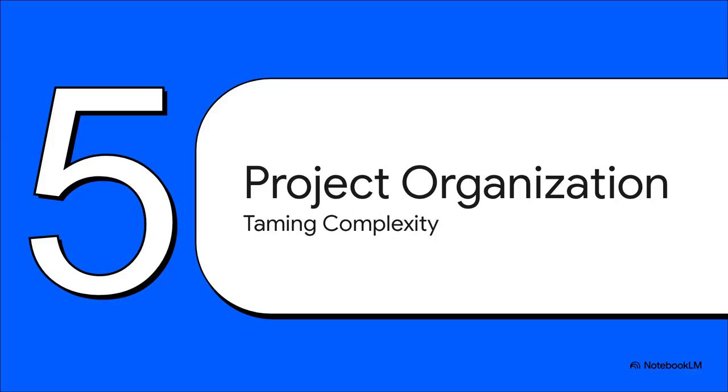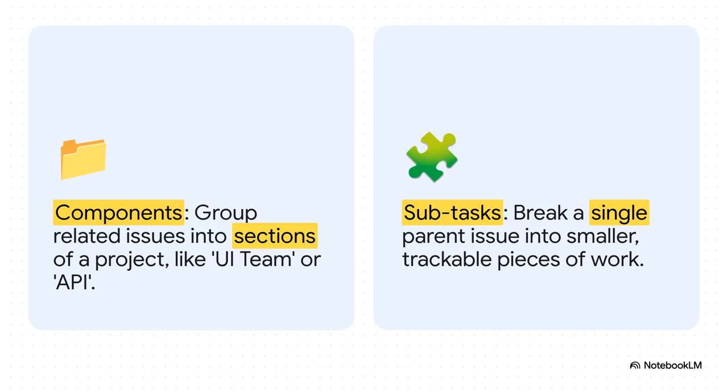So, what happens when your project starts to get big? I mean, really big. Things can get messy fast. A simple, flat list of issues just isn't going to cut it. Thankfully, JIRA gives you some great tools for organizing huge projects and breaking down complex work into something you can actually manage. So how do you keep a huge project from turning into total chaos?